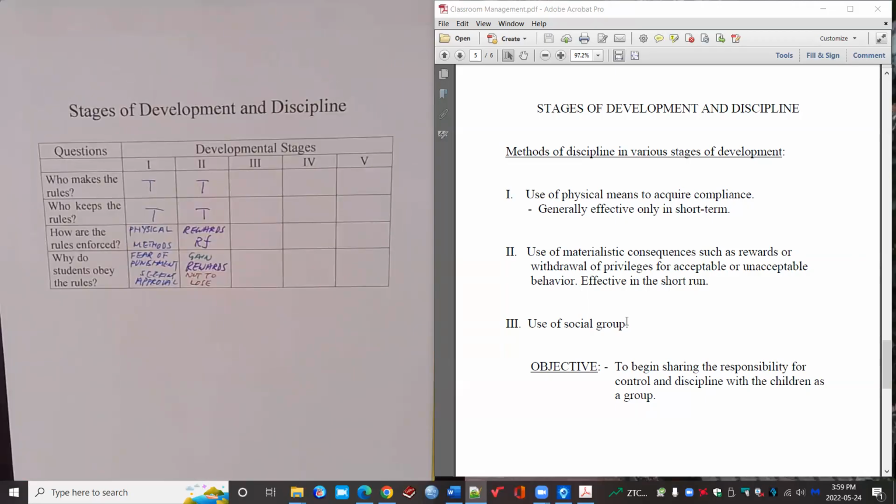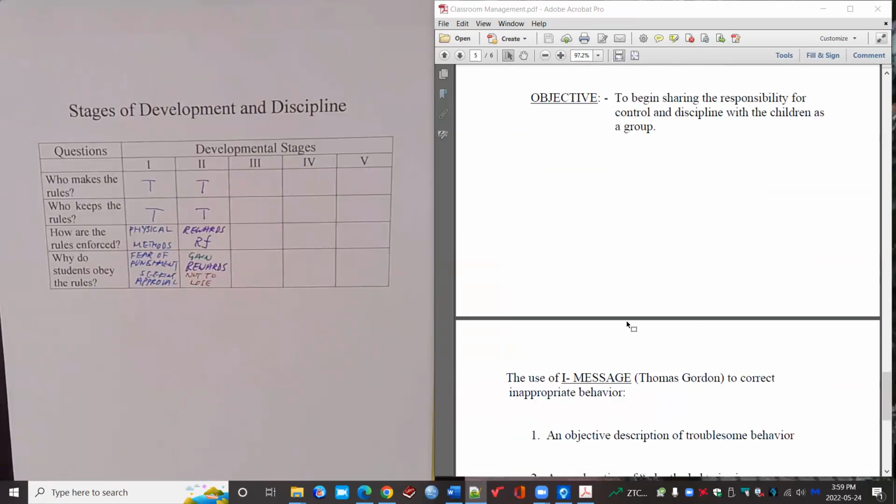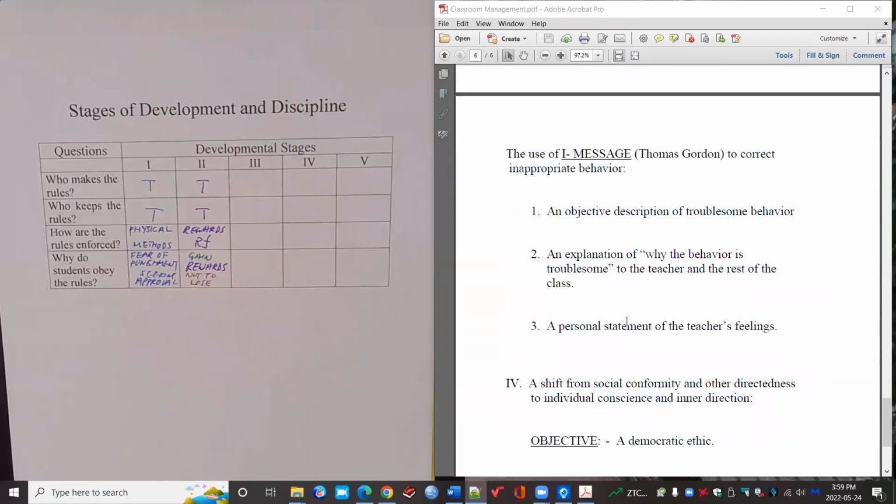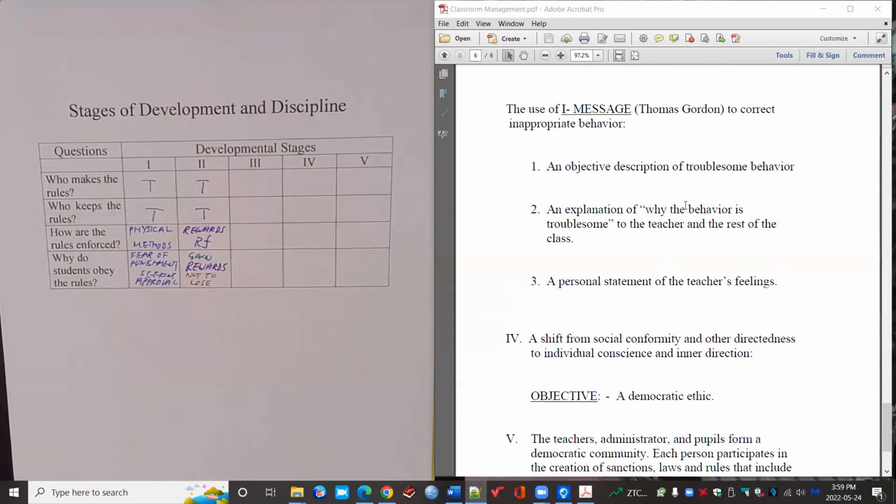And the use of what here? The use of I-messages, according to Thomas Gordon, to correct inappropriate behavior. So the use of I-messages to correct inappropriate behavior was suggested by Thomas Gordon, and I will give you more examples after this.